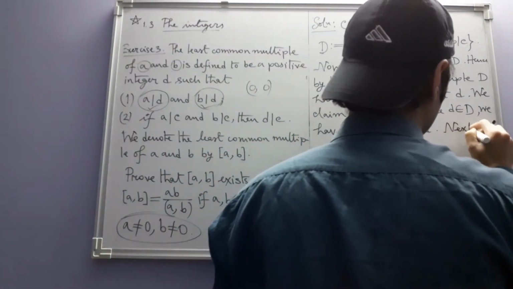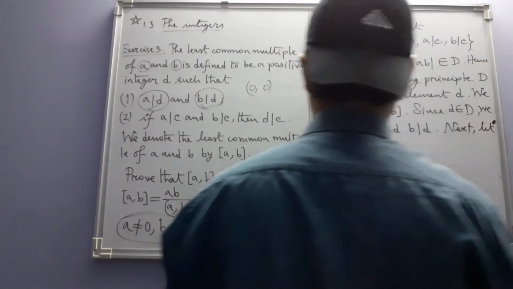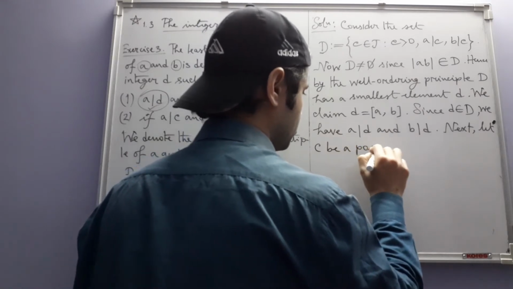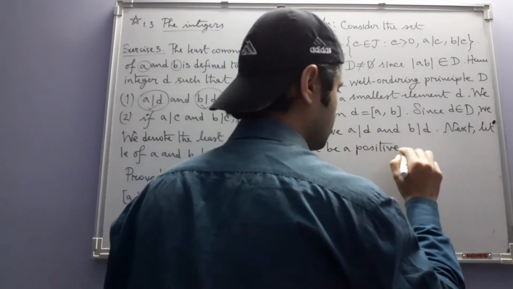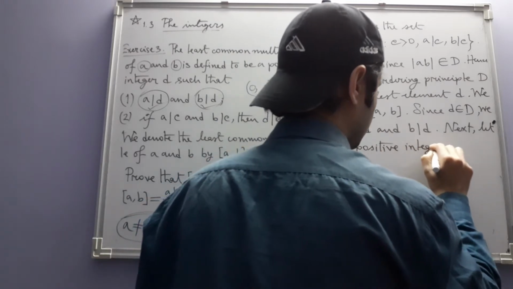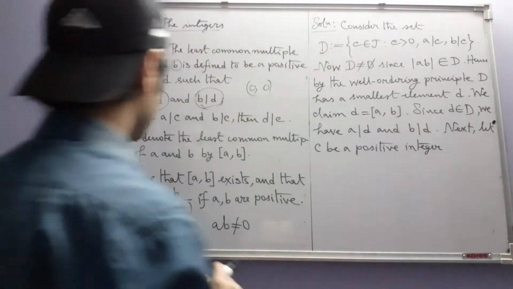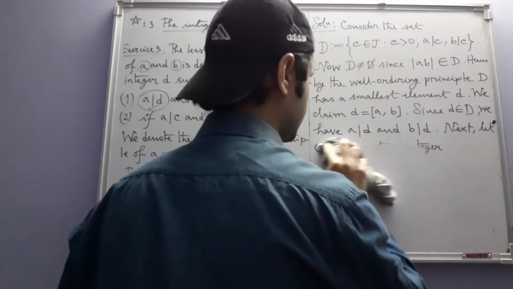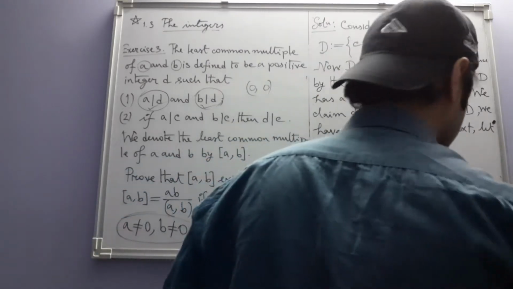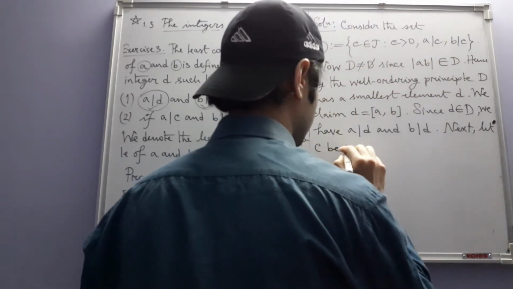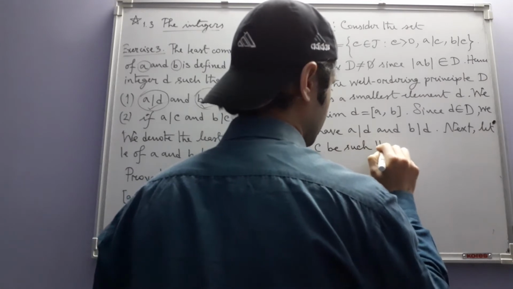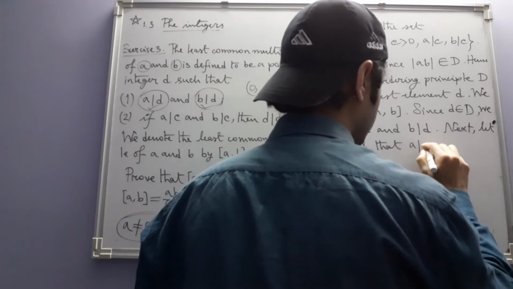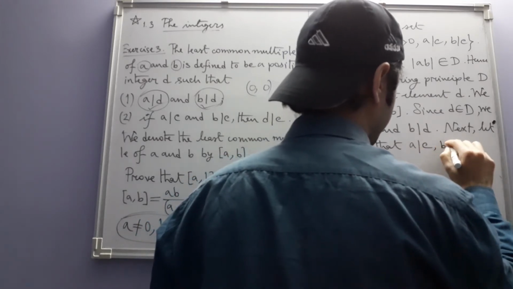Next, let C be a positive integer. Oh, positivity is not mentioned here. We don't need positivity. Let C be such that C is any integer which is divisible by both A and B.